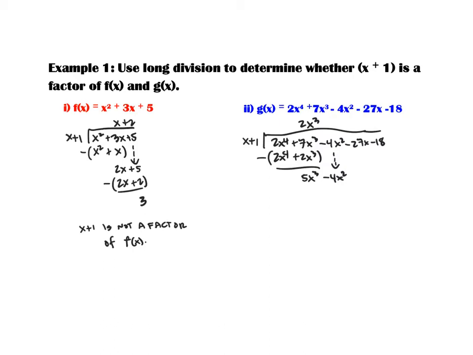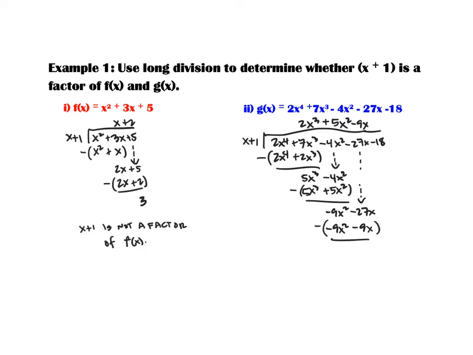Okay, x times 5x squared gives me 5x cubed. And then I'll get a plus 5x squared when I multiply by 1, subtracting. I get negative 9x squared. I'm going to drop down this negative 27x. Okay, that would mean I need a negative 9x, which gives me negative 9x squared. You're starting to get the pattern, I'm sure, here.